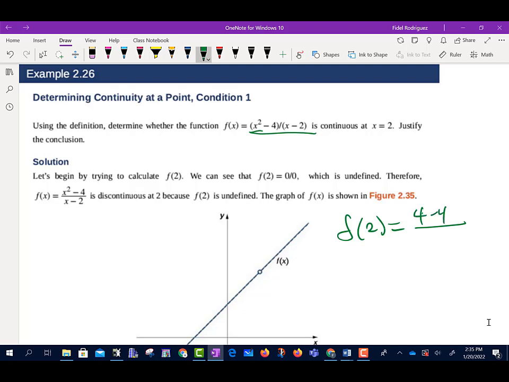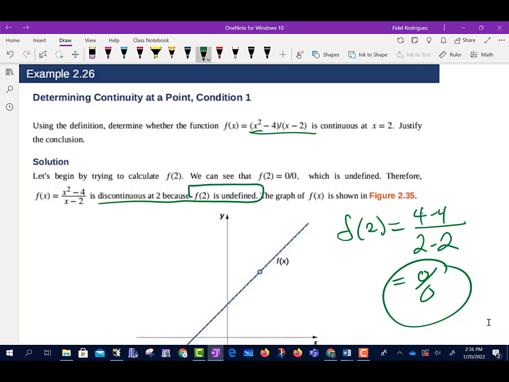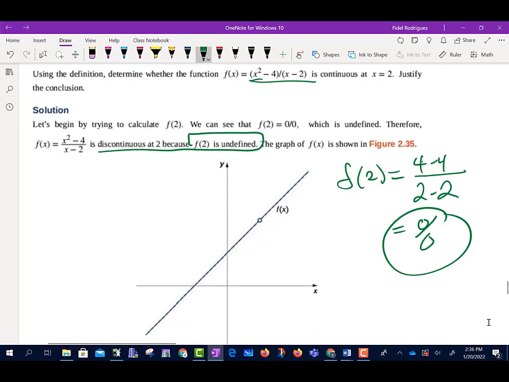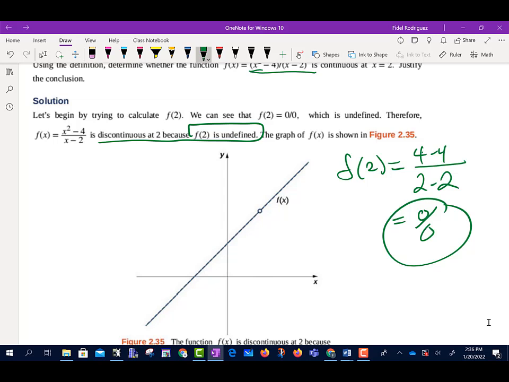And on the bottom, we have 2 minus 2, so we're going to have 0 over 0. This is indeterminate. It's undefined. We can't do it. And so it is discontinuous because f of 2 is undefined. And you can see from the picture, this here would be at 2, and we have that hole in the graph, okay?